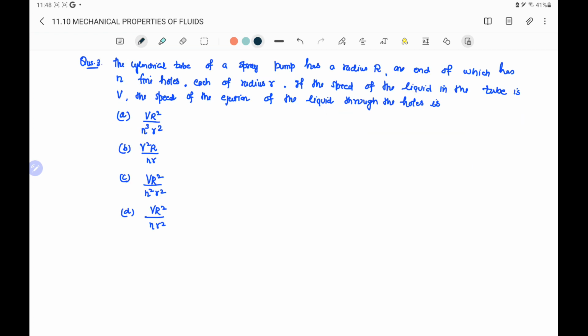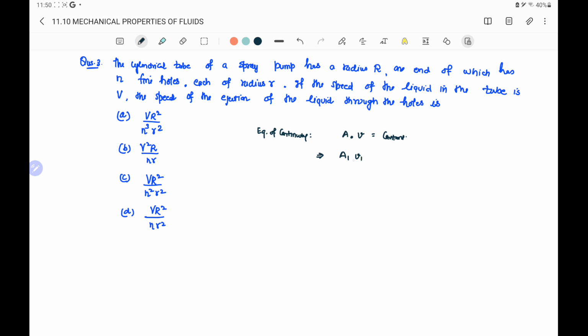Third question: the cylindrical tube of a spray pump has radius r, one end of which has n fine holes, each of radius r. If the speed of the liquid in the tube is capital V, what is the speed of ejection of the liquid through the hole? Using the equation of continuity, we know that the product of the area of cross section and the velocity coming out of this area of cross section is constant.